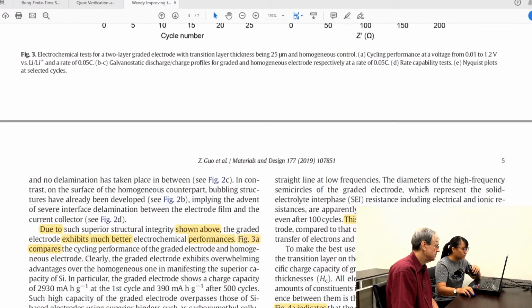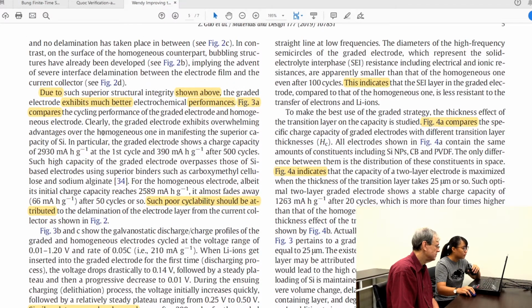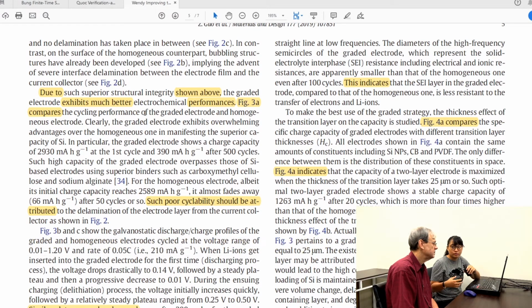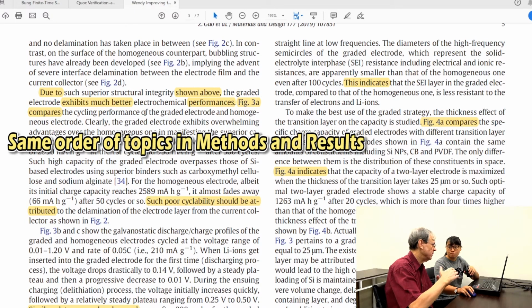As we can see in the next paragraph, they say "due to the superior structural integrity shown above." This means that they want to connect the first two paragraphs to the following paragraph, because the following paragraph is talking about the next testing method, which is the electrochemical characterization. So the order of the paragraphs in the methods division matches the order in the results. Yes, they should be like this.